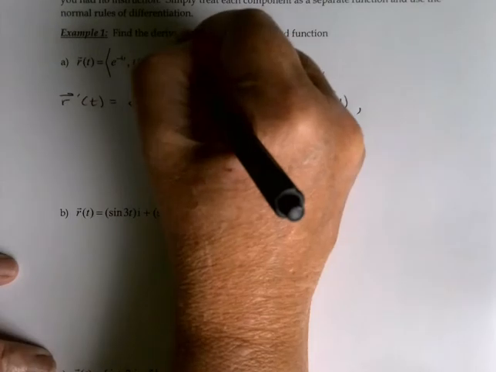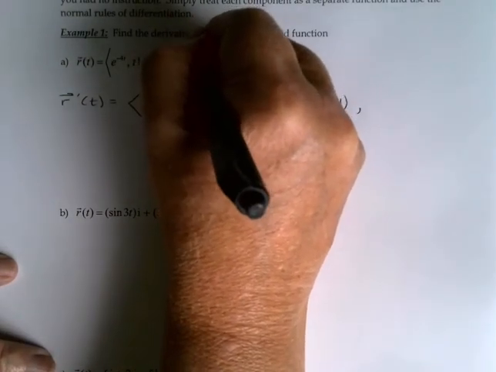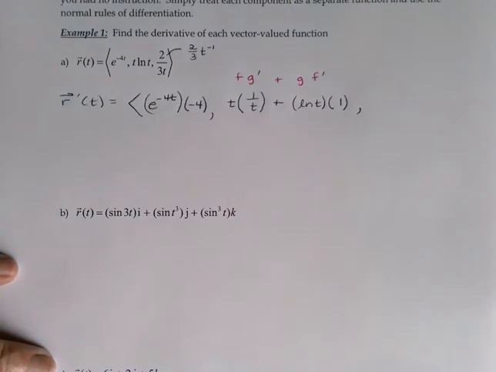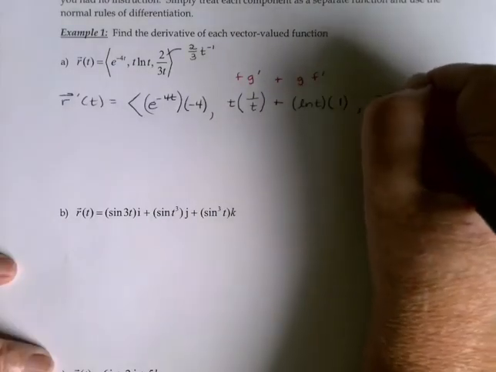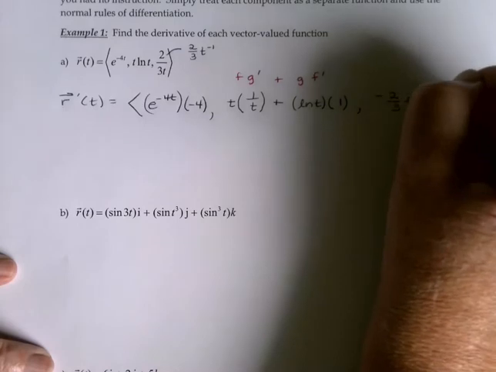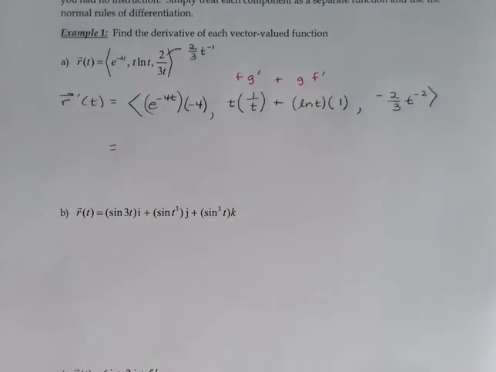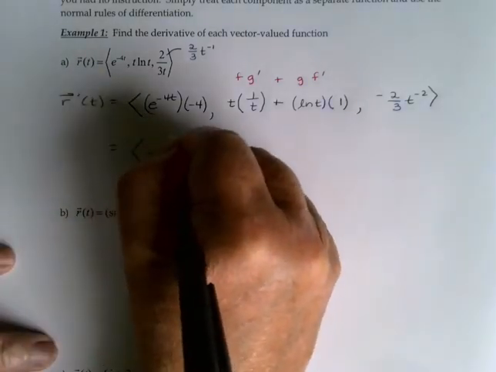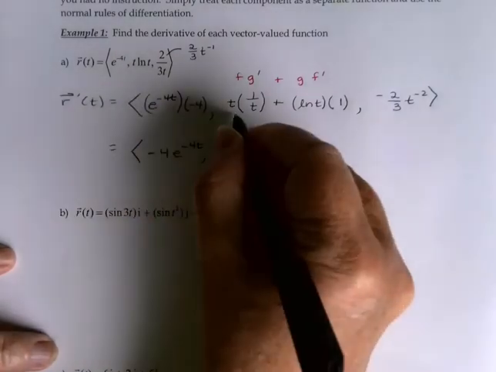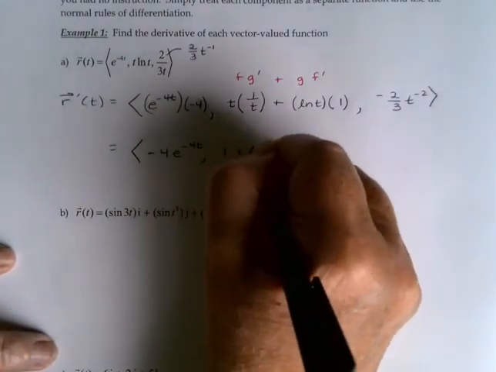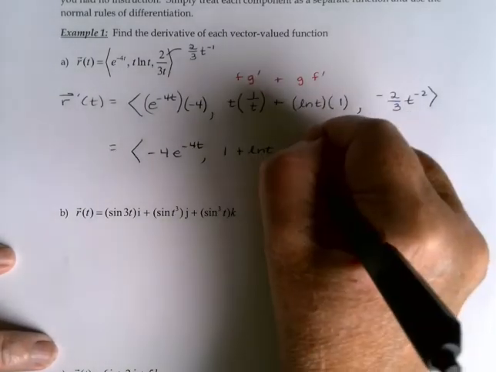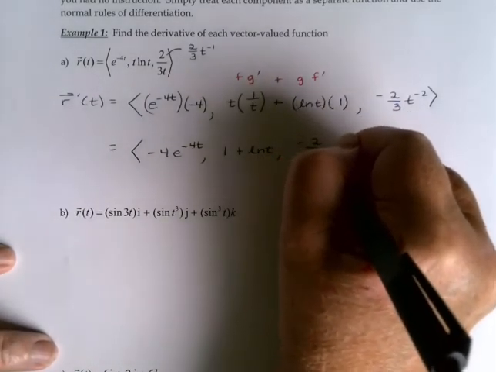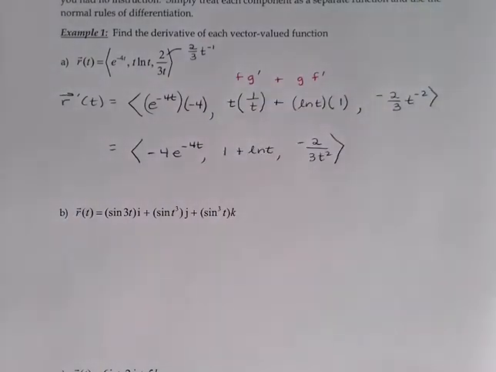Last one, I probably want to think of this as 2/3 t to the negative first. So the derivative could be written then as negative 2/3 t to the negative second. And I'm not going to do a whole lot with these. I usually just call this cleaning it up a little bit. I don't do a ton of algebra with my derivatives. I just make them look a little bit prettier. So negative 4 e to the negative 4t, that's clearly 1 plus ln t. And I could write that as negative 2 over 3t squared if I wanted to, although I'm fine with the negative exponent as well.